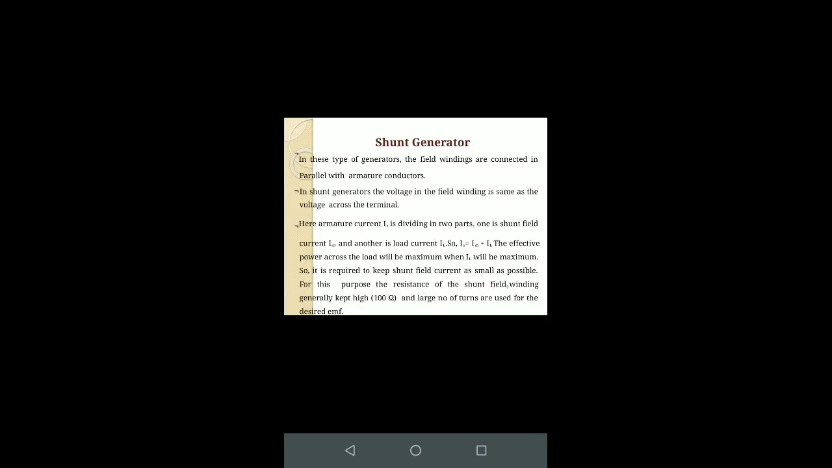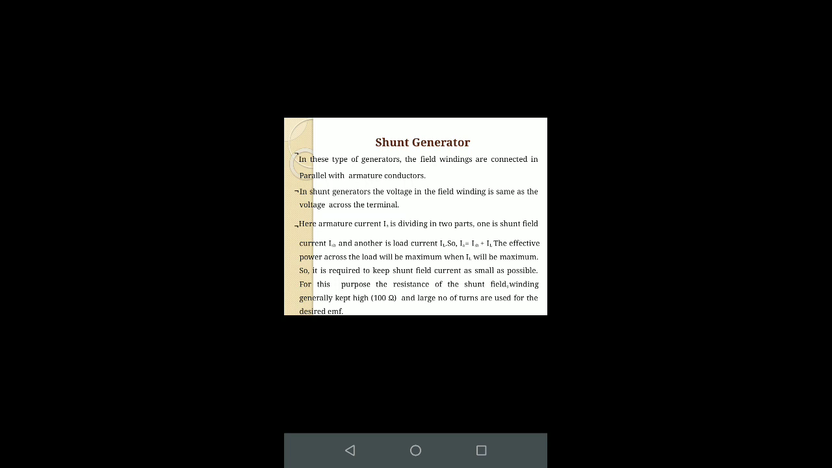It's a very simple process. Once we design the circuit, firstly we have to concentrate on the currents traveling through the armature, the field winding and the load. Thereafter we have to focus on the voltage equation, and then concentrate on power generated as well as power delivered. Okay, coming to the shunt generator. In this type of generator, the field windings are connected in parallel with the armature conductors.